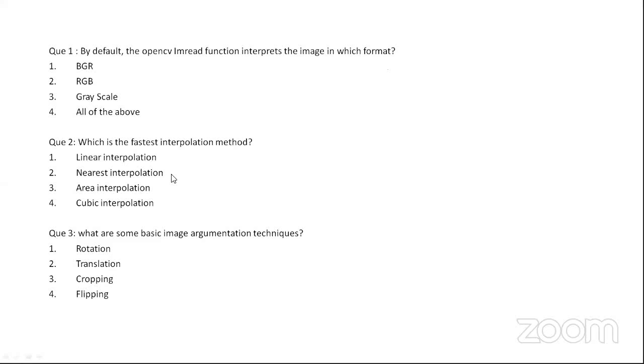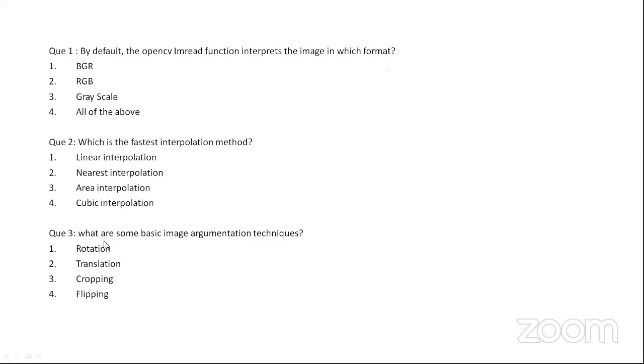In nearest interpolation, we are just taking the nearest neighbor. But in linear interpolation, we are using a 2 by 2 window, whereas in cubic we are using a 4 by 4 window, and then we are taking the average. So obviously, the nearest will be the fastest and has less time complexity. So are you guys okay about this? Do you have any doubt? Okay, I hope you got it.